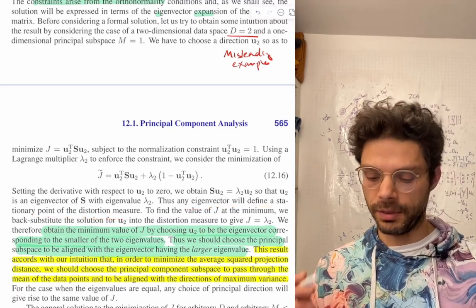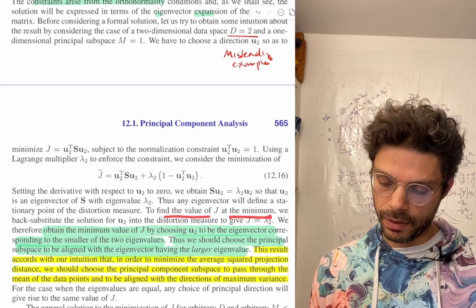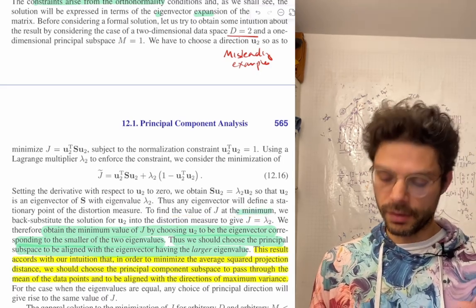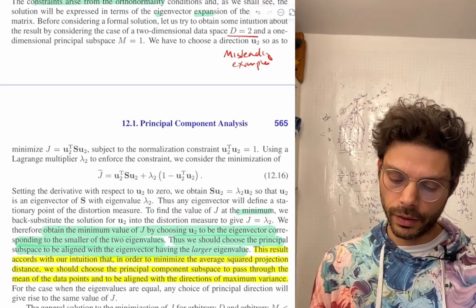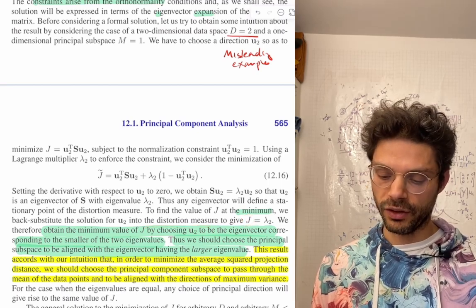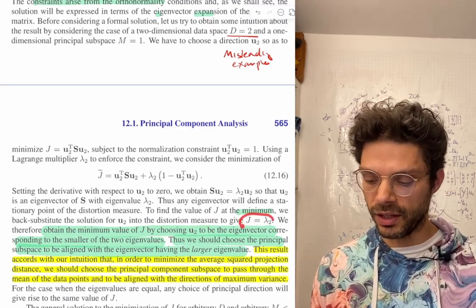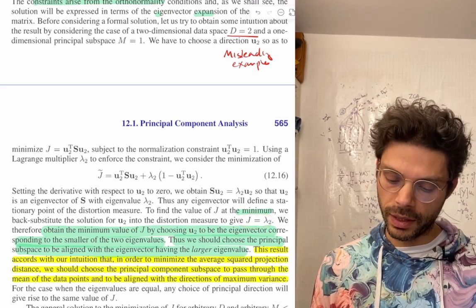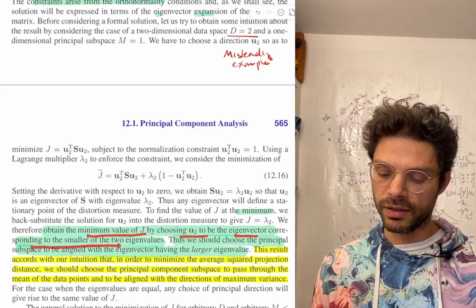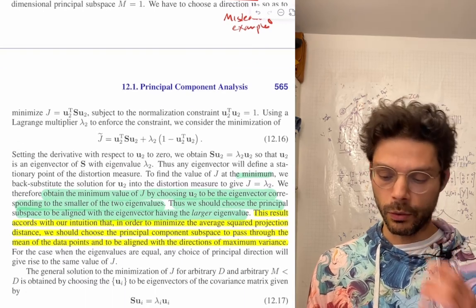Okay, but it won't necessarily be the minimum. To find the value of J at the minimum, let's highlight that: the one we care about is the one at the minimum. We back substitute the solution for U2 into the distortion measure to give J is going to be lambda 2. So we're going to get an eigenvector, and we can choose any of the eigenvectors, but we want this thing to be minimum, right? So we therefore obtain the minimum value of J by choosing U2 to be the eigenvector corresponding to the smaller of the 2 eigenvalues. Okay, so we could have chosen either one.